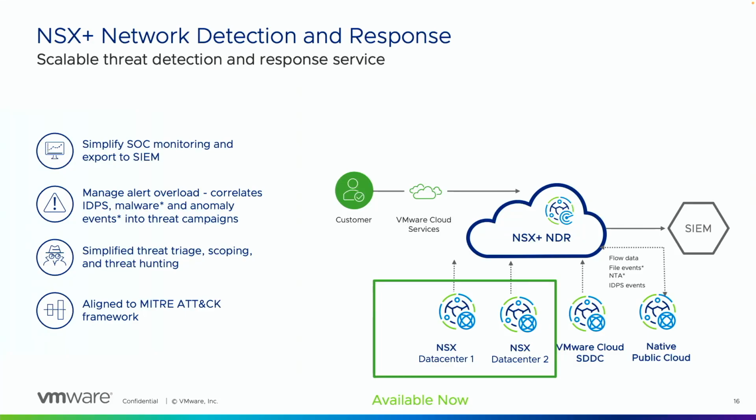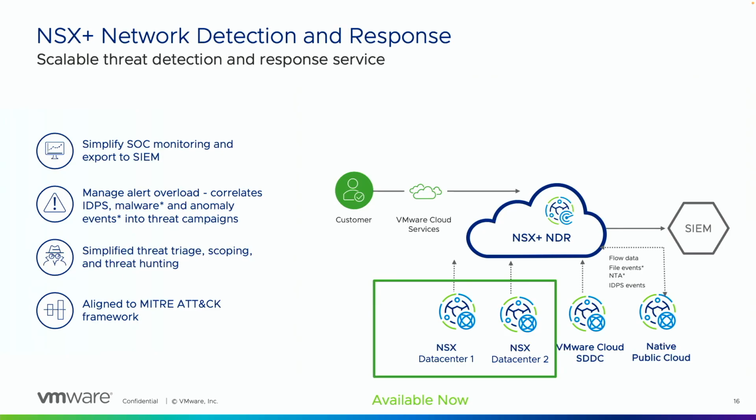And how do we correlate these? How do we triage them? How do we scope them and align them to the MITRE ATT&CK framework and give you a nice campaign, which actually shows you what happened? Did infiltration happen? And how did it progress through your data center? And it will give more visibility to the SOC team.